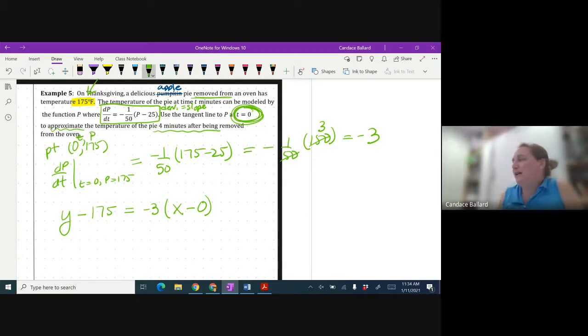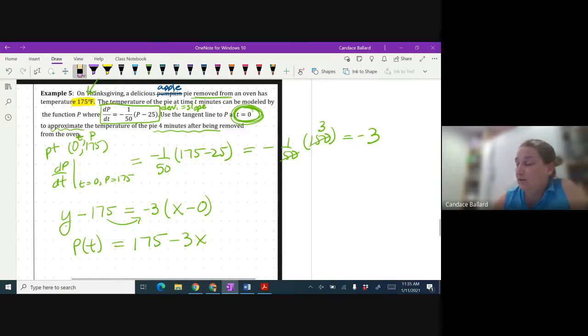I don't really need that, right? So I could get rid of it as I write my next line. I'm supposed to use it to tangent line to P. So I'm going to change my y into P of t. I'm going to move the 175 to the other side by adding, and then I'm just going to say minus 3x. That's technically the equation. Why am I saying x? If I change it to t, guess what? I got to change this to t. Okay. I guess I could have left it P of x.